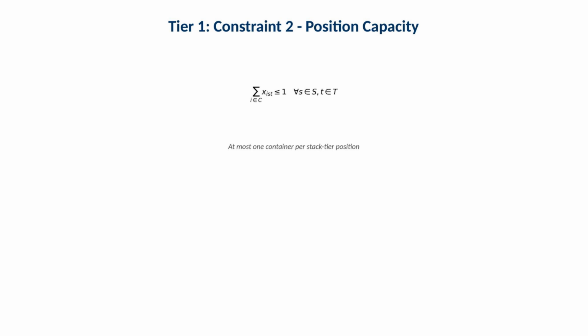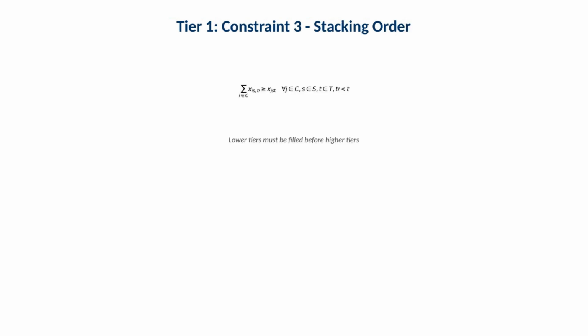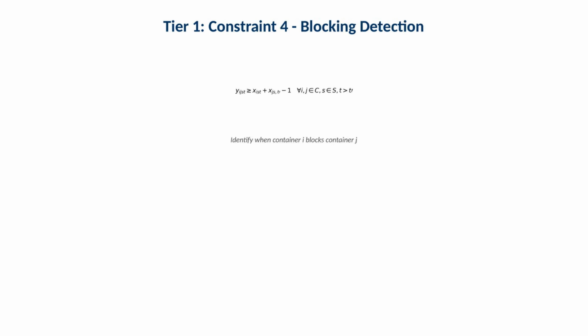This is a simple rule, but it protects against impossible solutions that look great in a spreadsheet. Without it, the model could stack multiple containers in the same slot and falsely claim low reshuffles. Stacking order enforces physical reality. A container cannot float. If a container is placed at a higher tier, there must be a supporting container below it in the same stack. This constraint ensures that the model's layout could be built in the yard and respects the vertical structure of the bay.